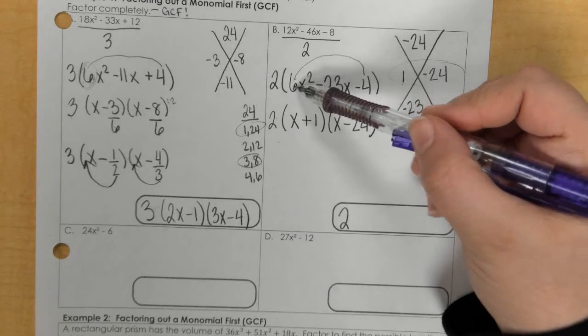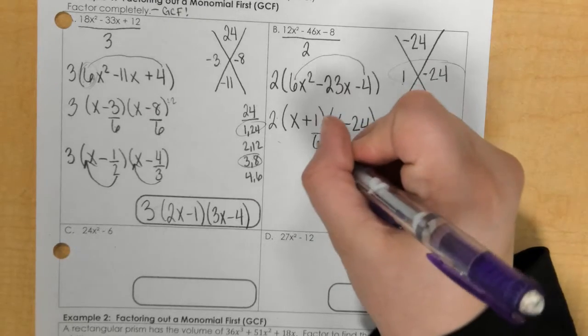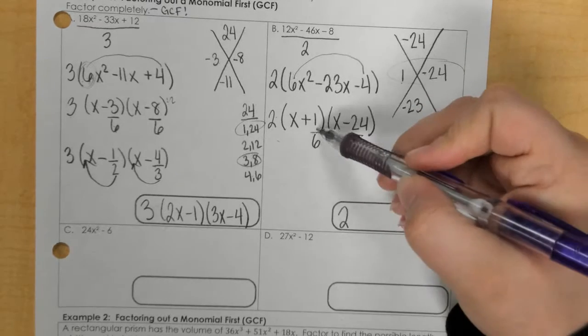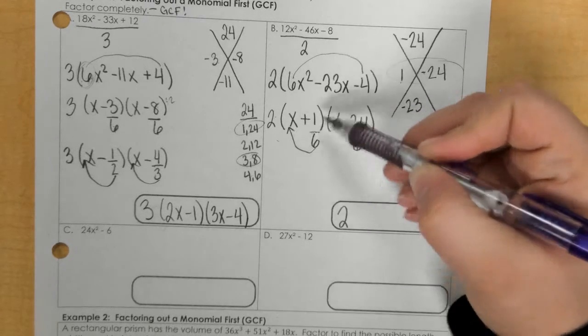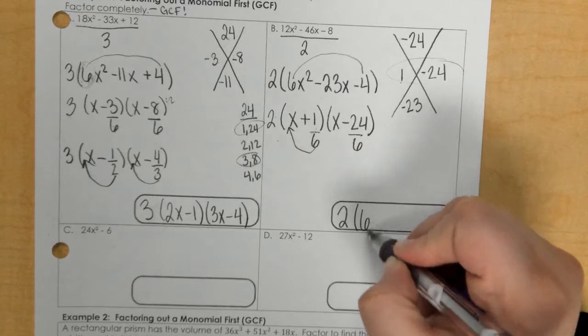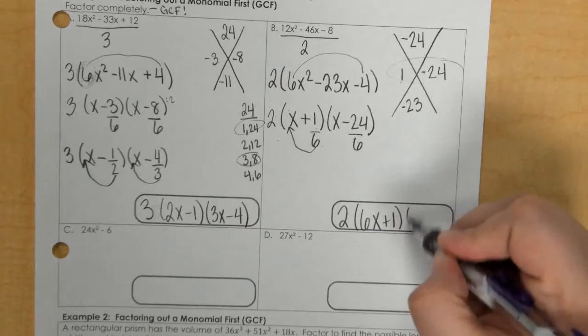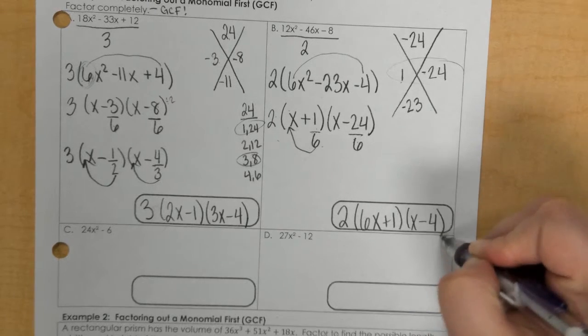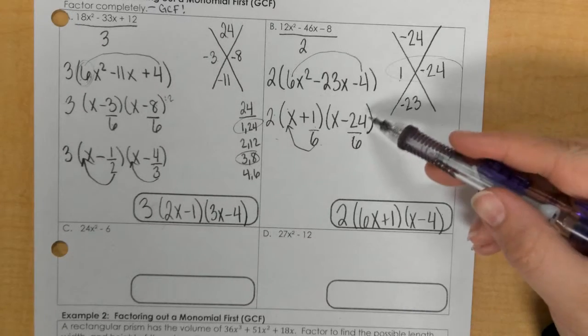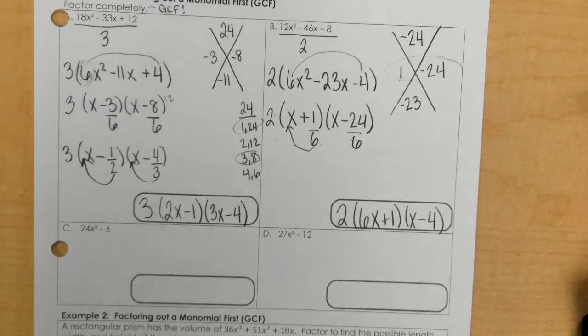I need to divide by that 6 that's in front of x squared. If I divide, I can't, so I get 6x plus 1. I brought the bottom number up. Here I can divide to get 4. So I just go ahead and replace 24/6 with 4.